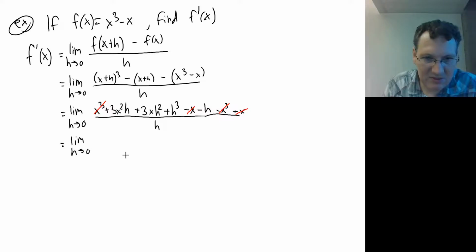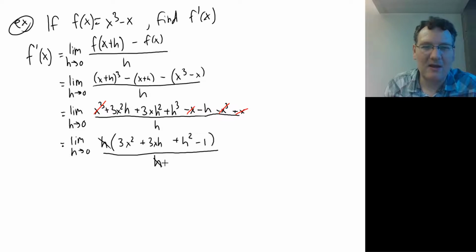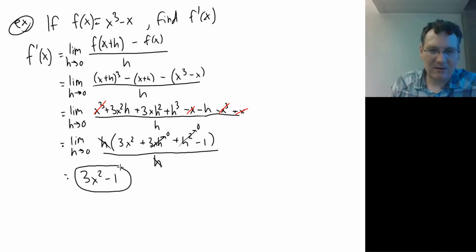So this is the limit as h approaches 0. Okay, so the first term, I'm going to take the h out. Every term has an h. So we've got 3x squared plus 3xh plus h squared minus 1. All of this stuff is what's left when you factor out the h, and then you have this h. So those are going to cancel. Now when h goes to 0, then these two terms are going to be 0, and what we're left with is 3x squared minus 1. This here is the derivative of x to the third minus x.